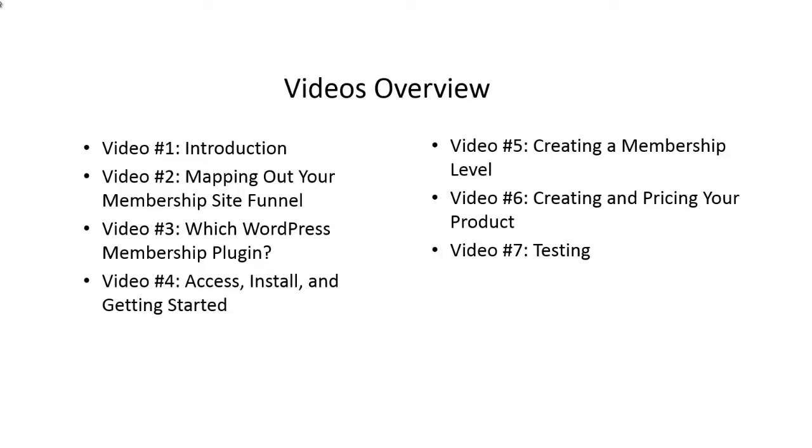So we're going to take a little bit of brainstorming, and then we're going to map it out into a flow chart so that you can see what step 1, step 2, step 3, and so forth is, and that way you're not going to get lost. Then in video number 3, we'll talk about which WordPress membership plugin you should use. Now, obviously, we're going to be covering the WooCommerce platform and the WooCommerce Memberships extension that will be a plugin on top of WooCommerce. Video number 4, we'll talk about how you take that plugin, get access to it, install it, and of course get started by configuring the settings.